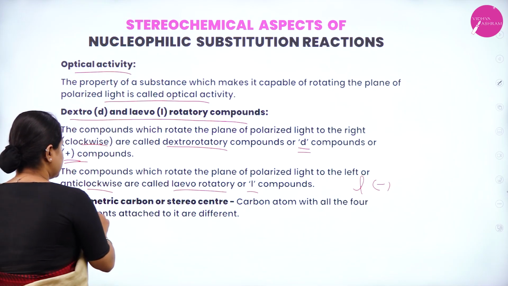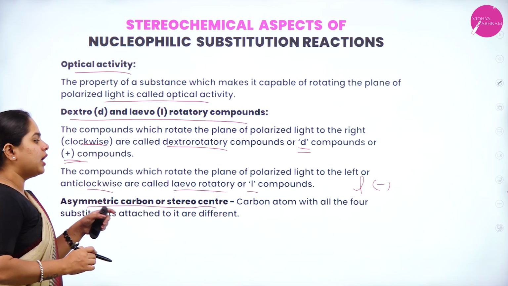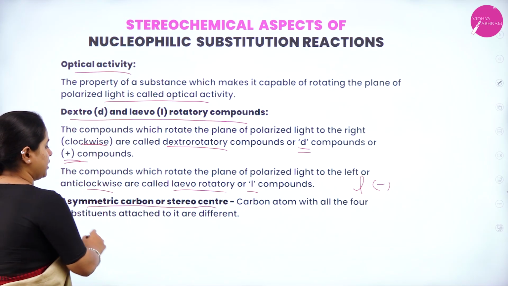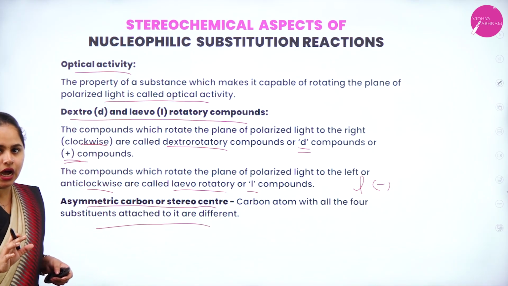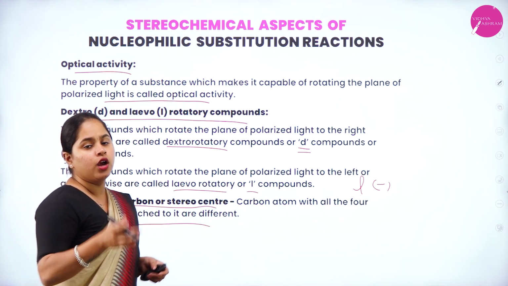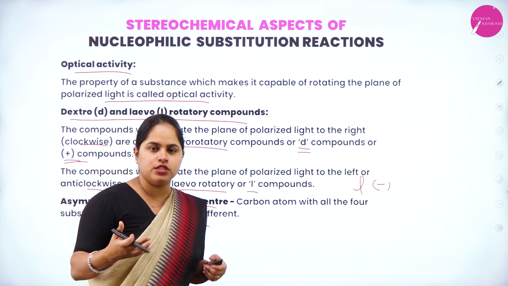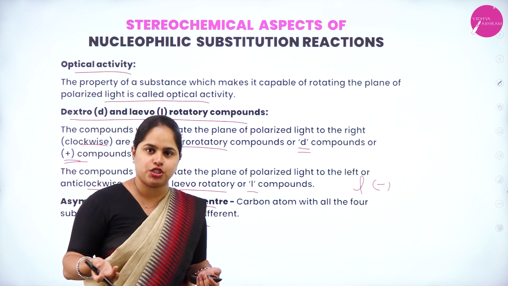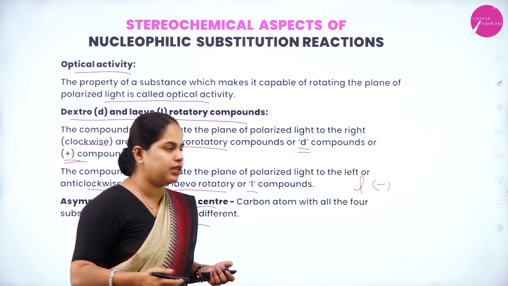The next one is asymmetric carbon or stereocenter. A carbon atom with all four substituents attached to it being different. So there is a carbon atom, carbon's valency is 4, right? All the 4 bonds or the 4 groups which it is attached to should be different. Then we call it an asymmetric carbon.